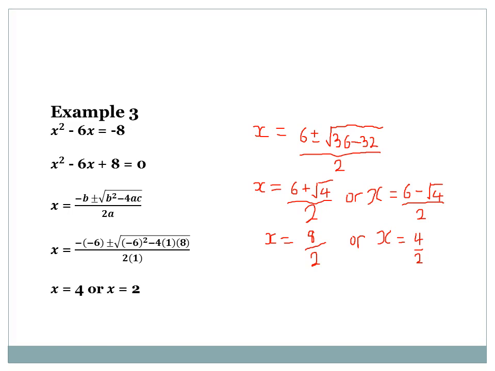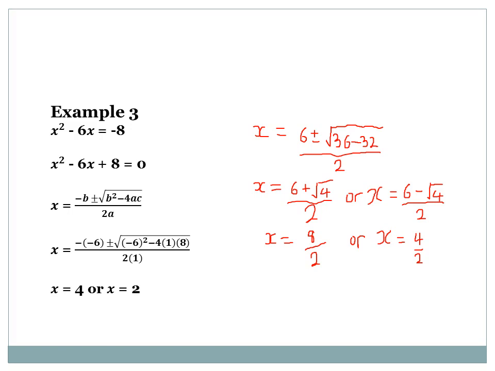So now we are going to have x is equal to 6 plus the square root of 4, divided by 2, or x is equal to 6 minus the square root of 4, divided by 2. Remember, the square root of 4 is what? 2. So 6 plus 2 will give us 8. So we are going to have x is equal to 8 divided by 2, and 8 divided by 2 will give us 4.